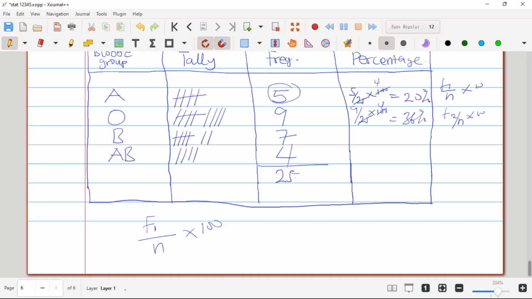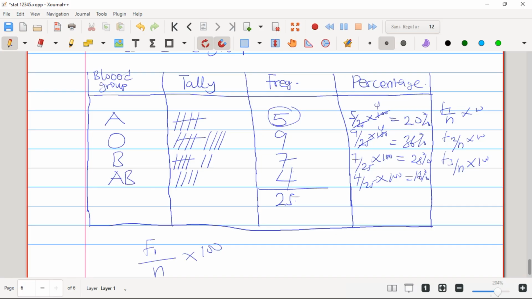36%. And then for the B, we are going to have F3 divided by N times 100. F3 is 7. So 7 divided by 25 times 100. If you point this on the calculator, for the B, we are going to get 28%. 28%. And for the AB, we have 4 divided by 25 times 100, which will give us 16%. Point it on the calculator, we are going to get 16%.